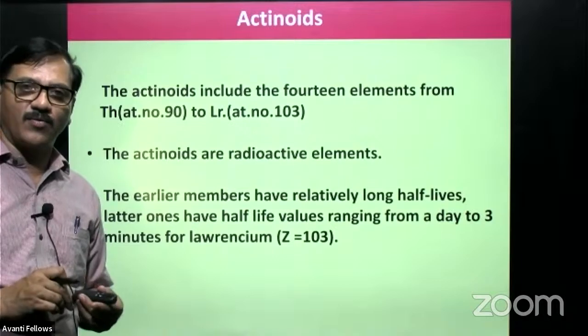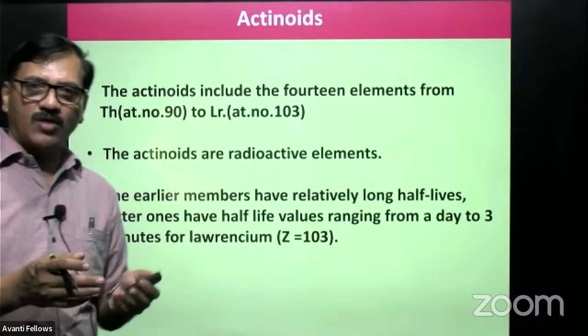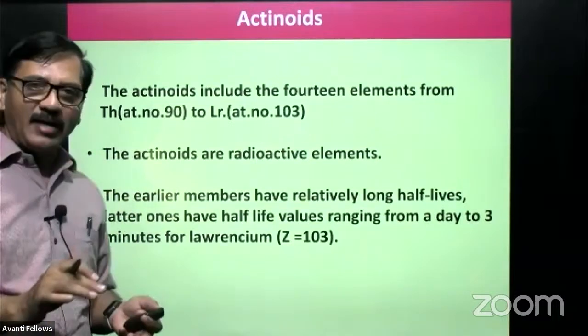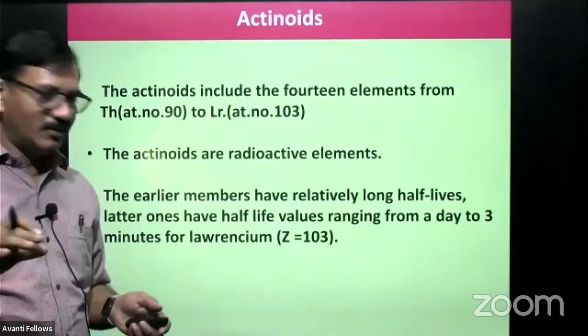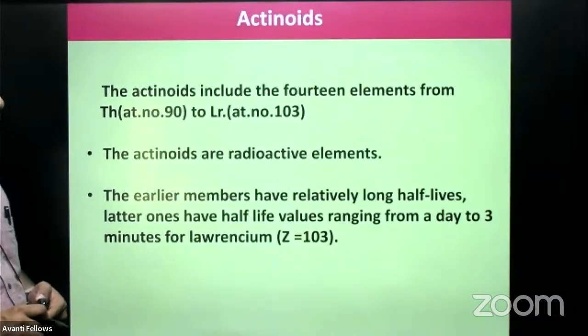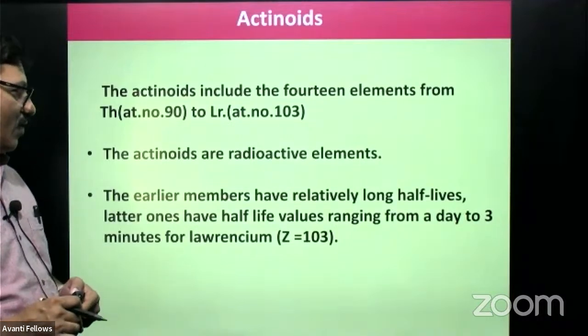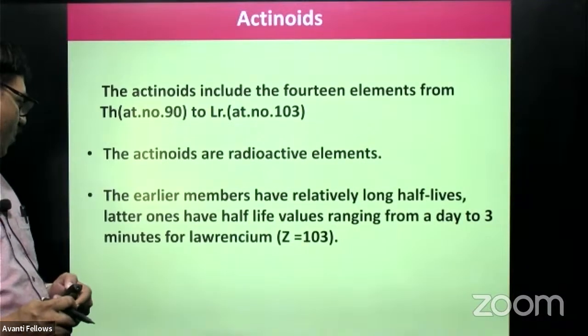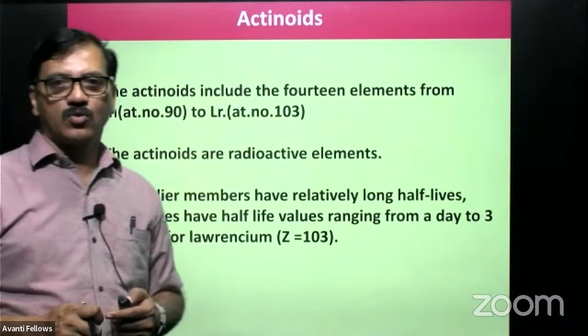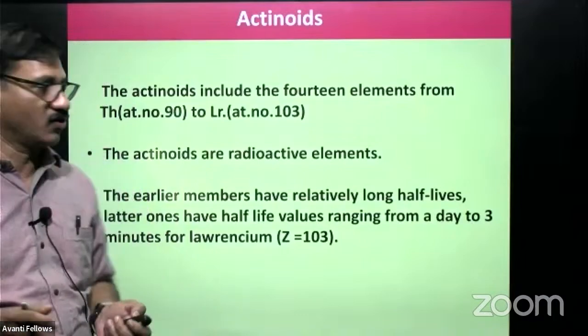Actinoids are radioactive elements. Their chemical properties are not of much use here; just for understanding, we are noting this down. The earlier members have relatively long half-lives, and the later ones have half-life values ranging from a day to 3 minutes. So their half-life period is very short, and they are converted into other substances.